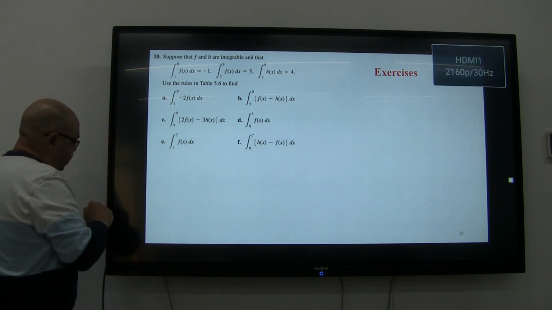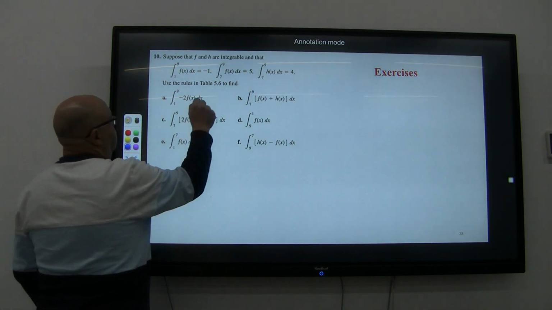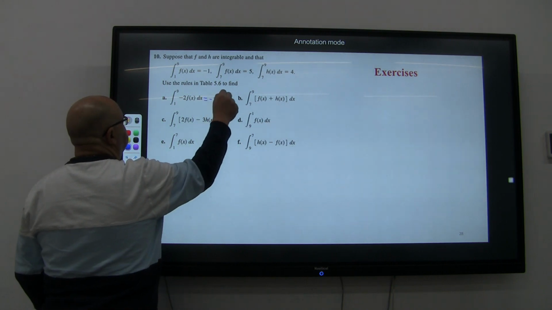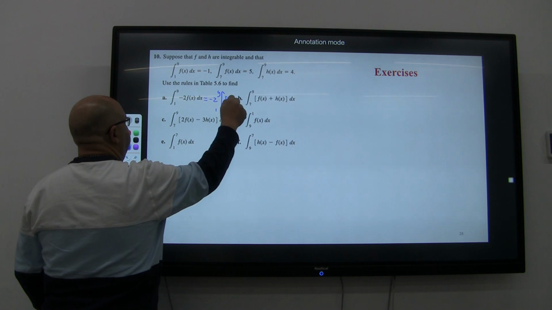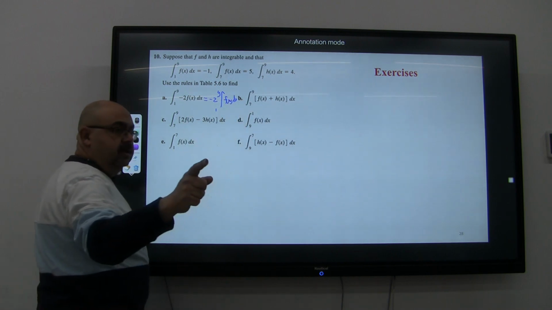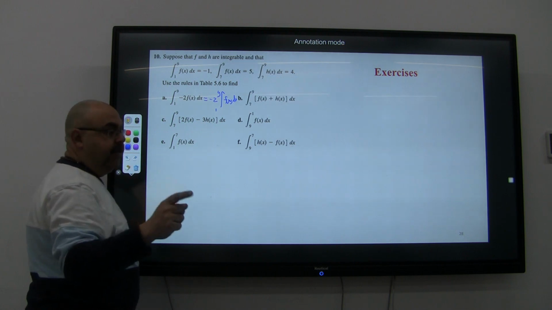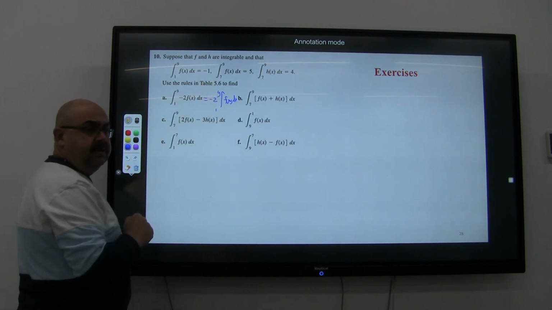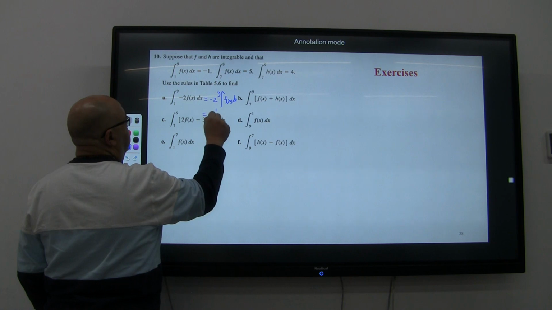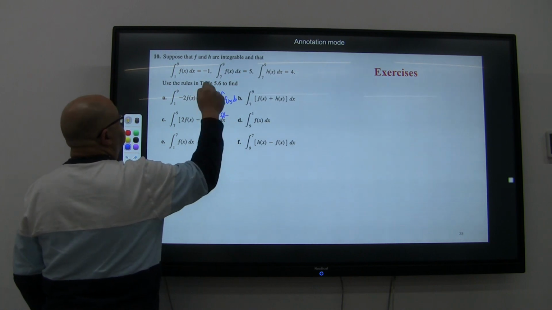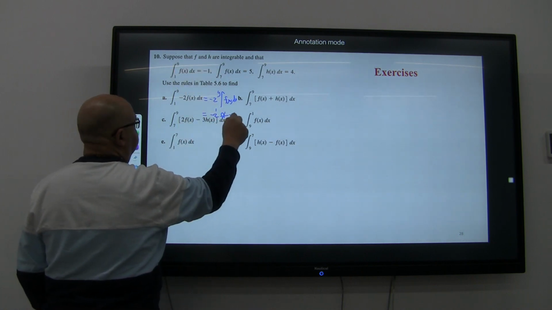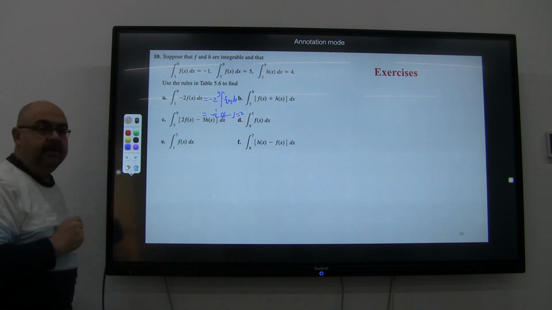Exactly correct. This one will equal negative 2 times the integration from 1 to 9 of f of x dx. Don't write the final answer directly. Write first this statement, then it's going to equal negative 2 times the integral from 1 to 9, which is negative 1, so the result will be 2.